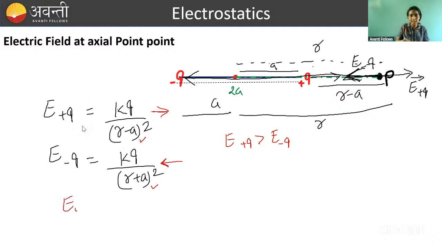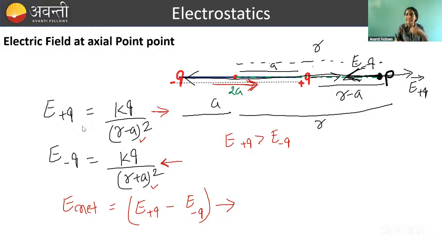And so for the net electric field, what are we going to write? E plus q minus E minus q. Okay? So for the net electric field, we are subtracting minus q's field from plus q's. Done? And so the net electric field will be in this direction, that is the direction of the dipole. Right? The direction of the dipole is from minus q to plus q. So this is the direction of the dipole, and the net electric field is also in this direction. So basically the net electric field at an axial point will be in the direction of the dipole.